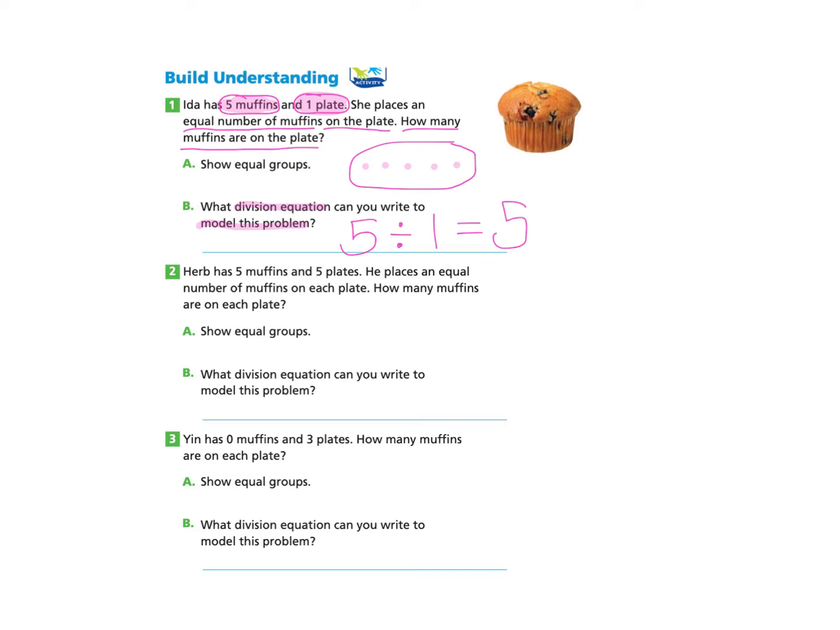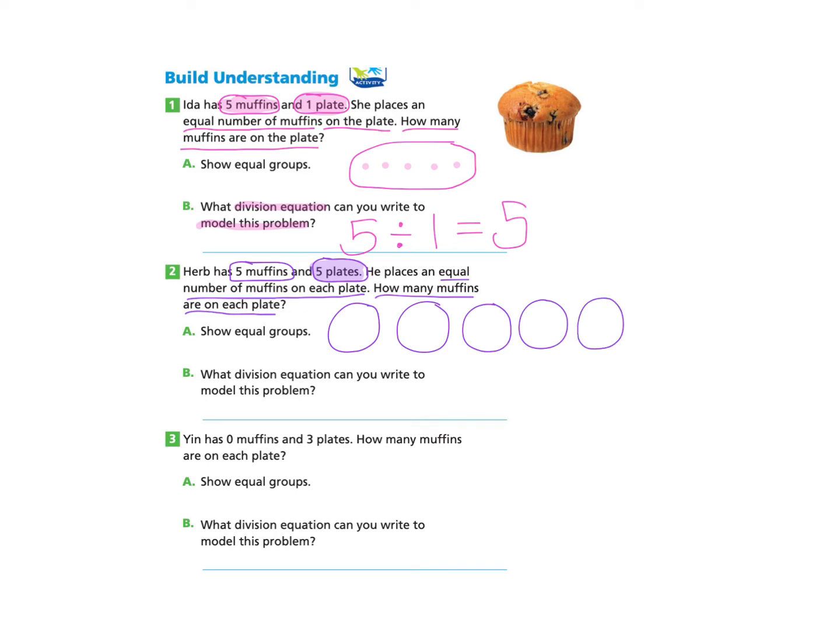Let's take a look at the next part, Part 2. Herb has 5 muffins and 5 plates. He places an equal number of muffins on each plate. How many muffins are on each plate? Part A, show equal groups. Well, again, we know that he has 5 plates, so we can draw those 5 plates. 1, 2, 3, 4, 5.